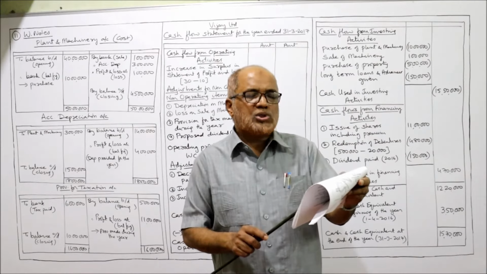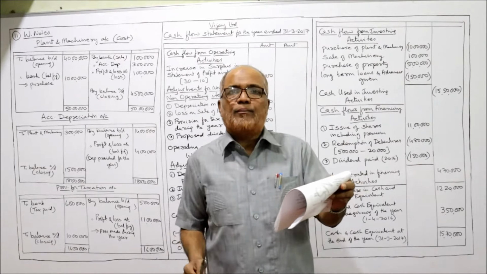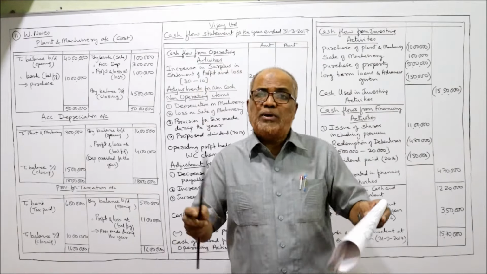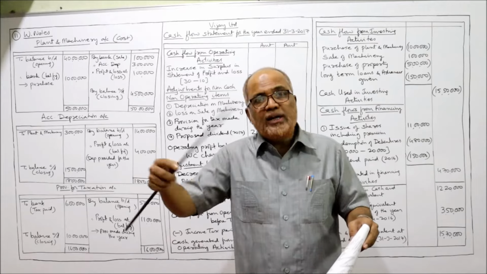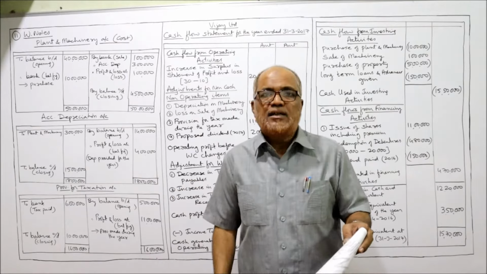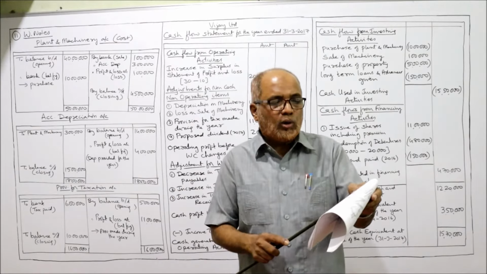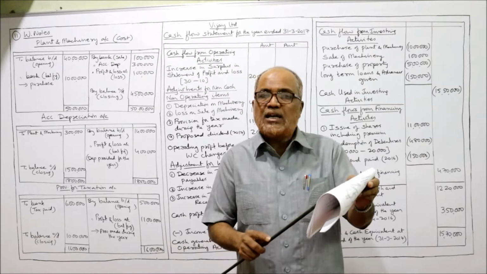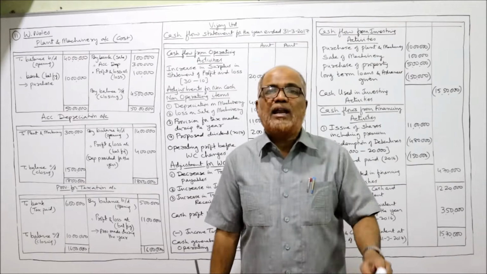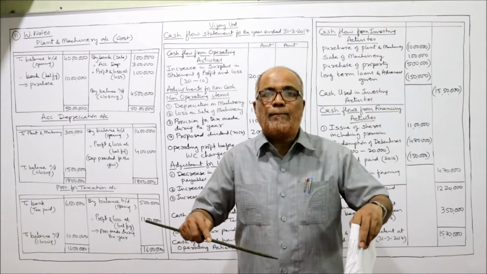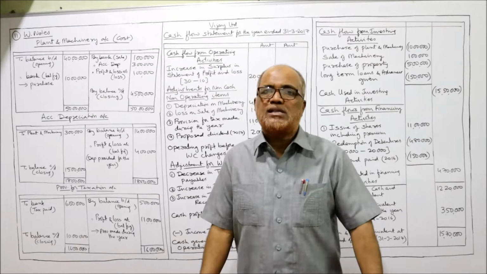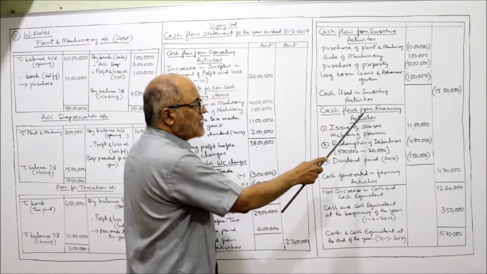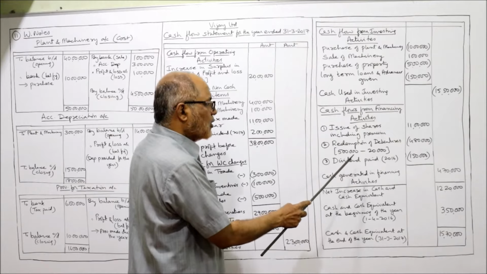Then long-term loans, that means long-term loan given, because it is given in assets. Don't think that loan means always a liability. When loan is given, it is an asset. So here long-term loans and advances given. So last year it was not there. Current year 1,50,000. That means this company has given long-term loans and advances. So this will be taken under financing activity.